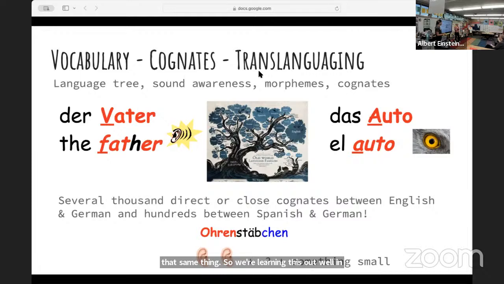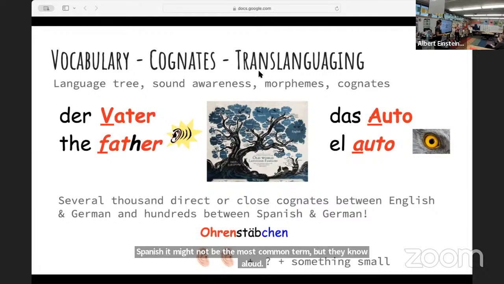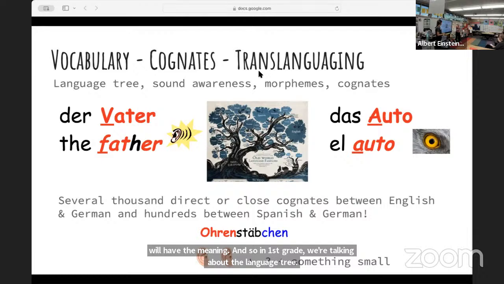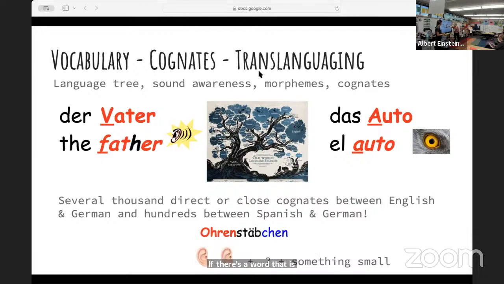It's spelled exactly the same way. So if they see that and they know that word in Spanish and they can apply a sound code, they will have the connection and they will have the meaning. And so in first grade, we're talking about the language tree. If there's a word that is close, what could it be? Pronounce that in English.